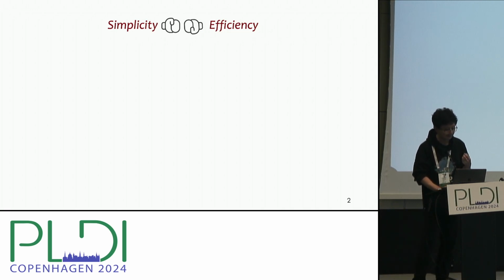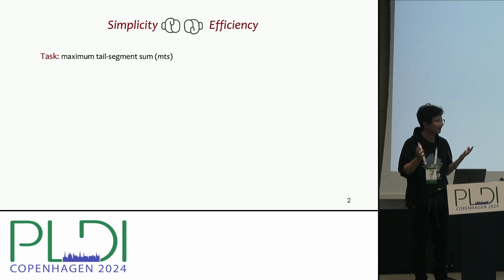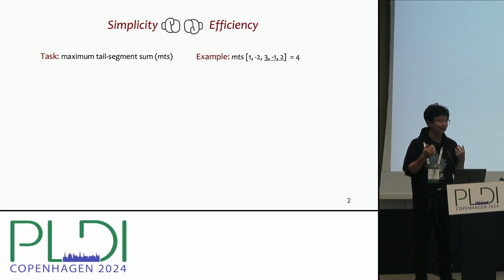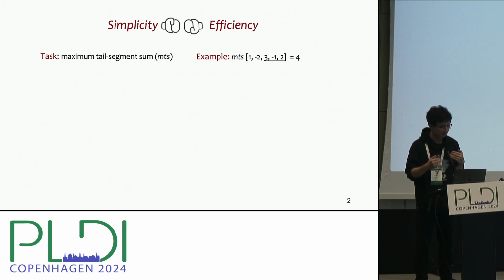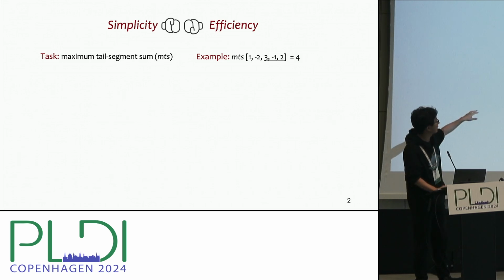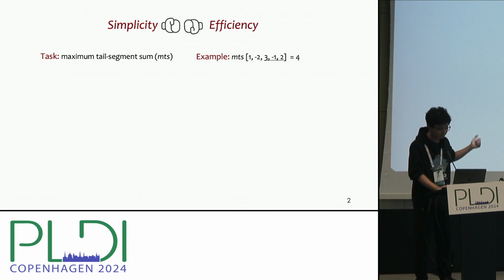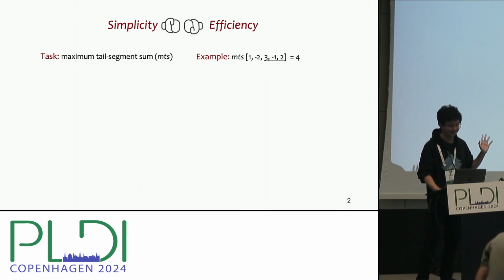To see this point, let us consider a very concrete task, namely maximum tail segment sum. The input of this task is an integer list with some possibly negative integers, and our goal is to select a proper tail segment and maximize the sum of all values in this tail segment. For example, here, the best choice is to select the last three integers, and the corresponding sum is equal to 4. So, similar to the previous slide, solving this problem is nothing difficult.